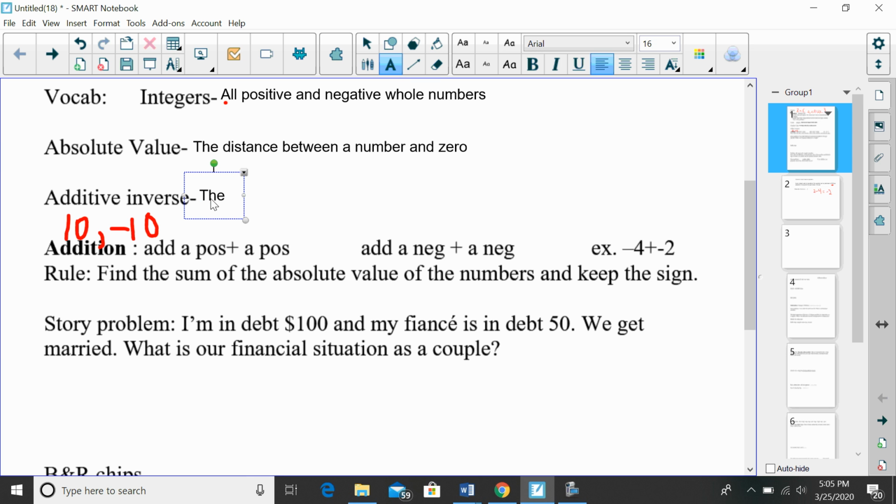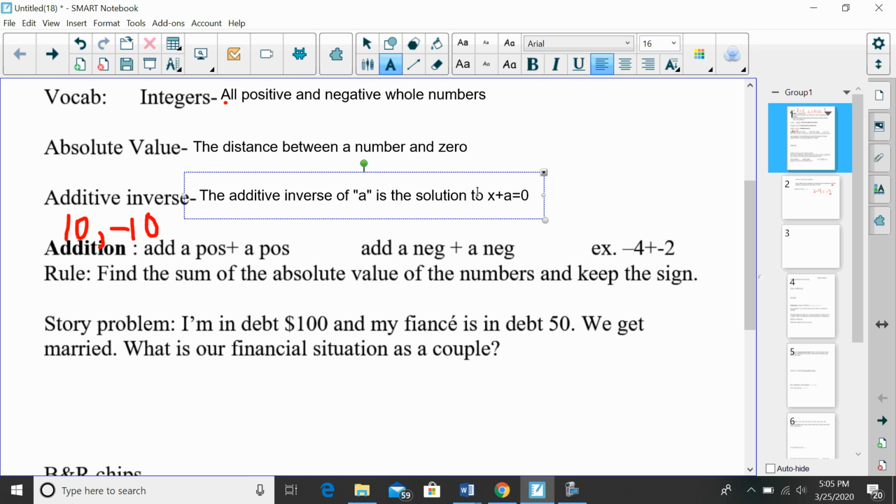Let's give the college level definition of additive inverse. So the additive inverse of a quantity that we'll call A is the solution to x plus A equals 0. All right, that's a higher level definition. And we're actually going to use this definition to prove something really important later in the lesson.